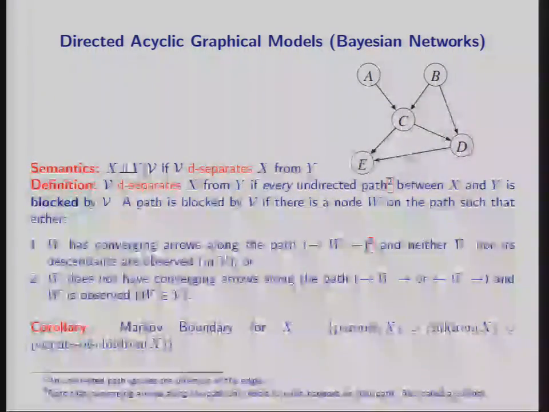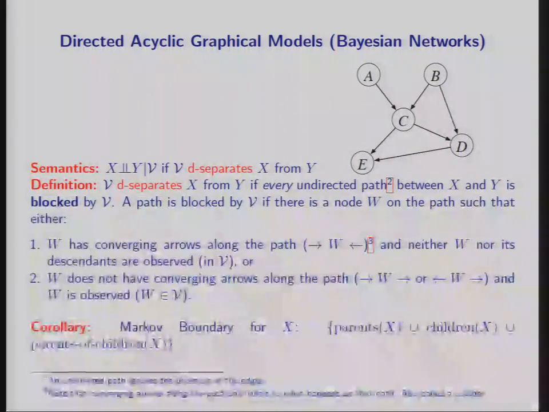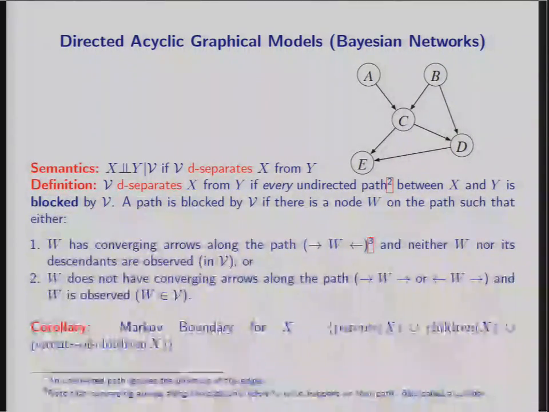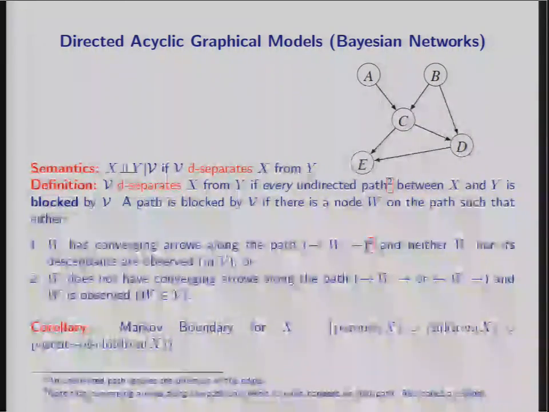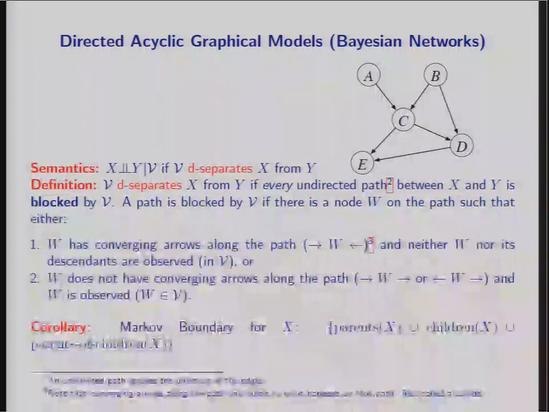Okay? Now the corollary for this is that for any variable x, we can define something called the Markov boundary, and that insulates x from all the other variables. And that's the set of parents of x, children of x, and the parents of the other parents of the children of x. Given that set of variables, x is independent of everything else. Okay.